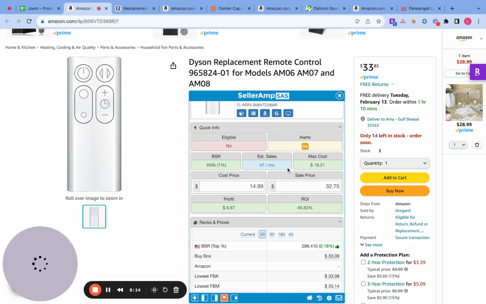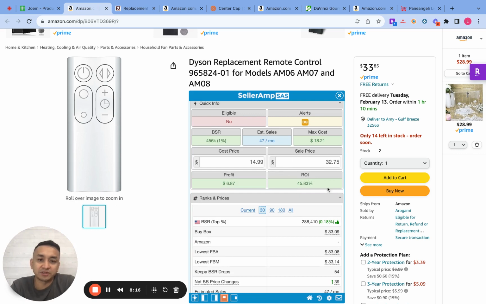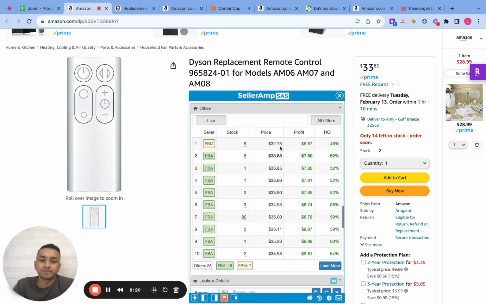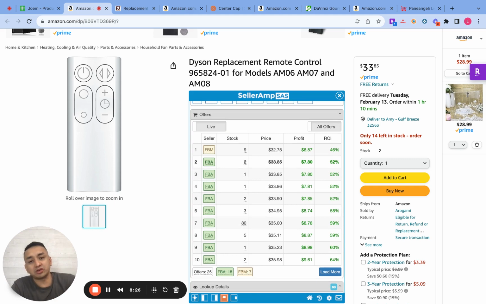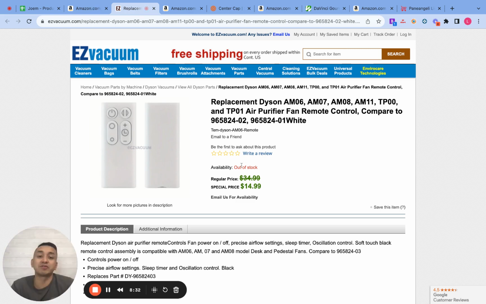And if you look at the data, it's pretty good. It's giving you a 45% ROI, 47 sales a month. I mean, there's a lot of people on the listing, honestly, 25 sellers. So maybe I'm not going to consider this one because of the amount of sellers. But yeah, if you guys see a product that is out of stock, I would stay away from it. But I would circle back every few days though, because it might be a good product.